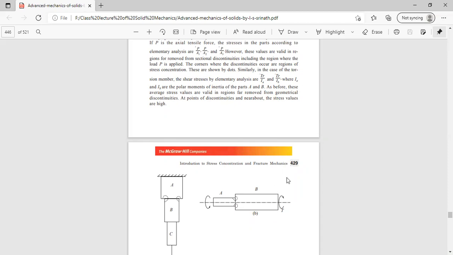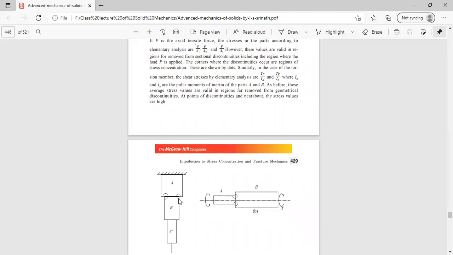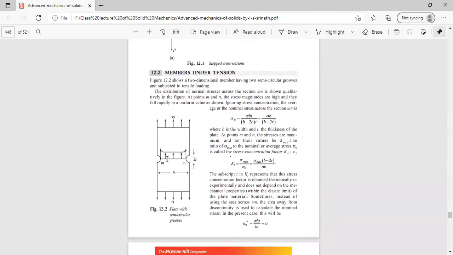Now, there is another problem here. We always assume the average stresses, that is, values in the region far removed from the geometrical discontinuity. But at the point of discontinuities and near about, the stress values are comparatively high. So the stress in the middle of this portion will be comparatively less than the stresses induced at the point of discontinuity, here and here itself.